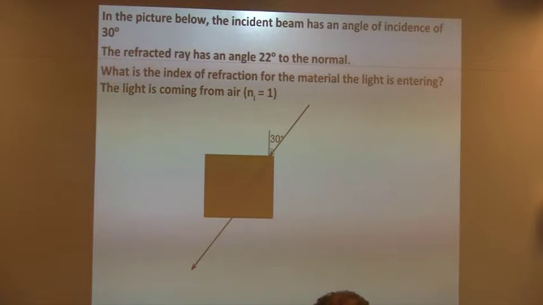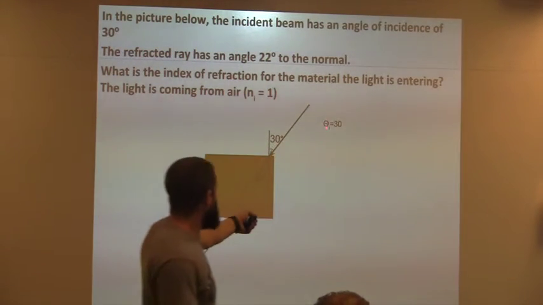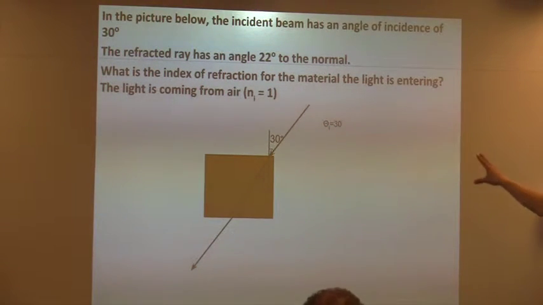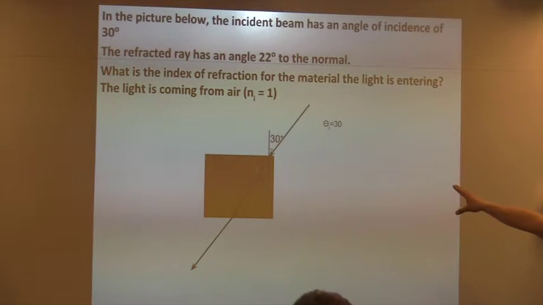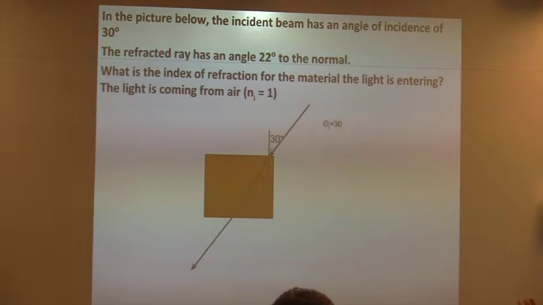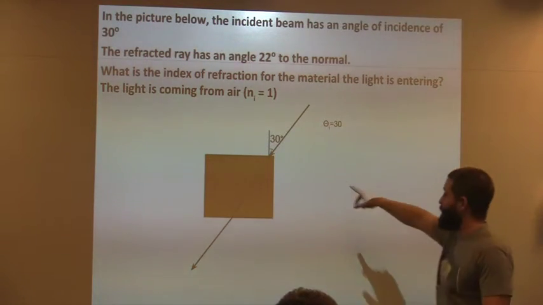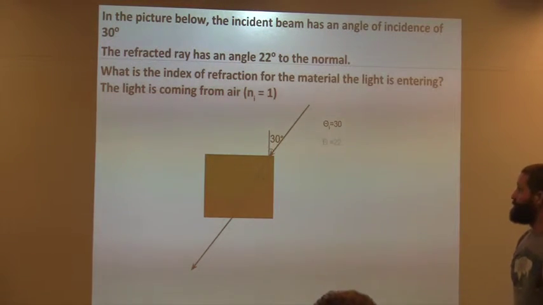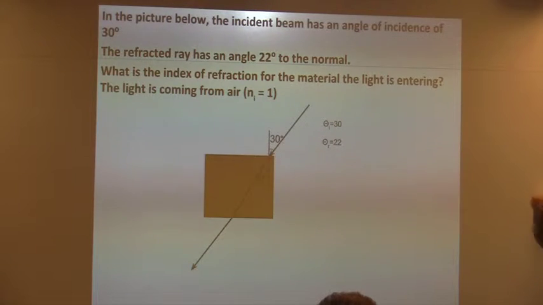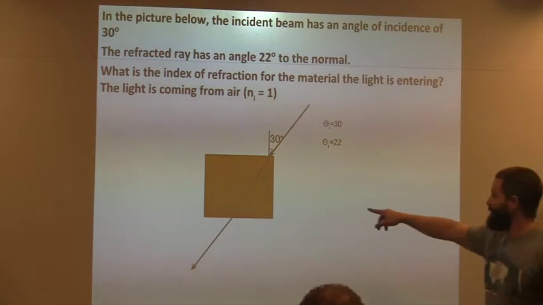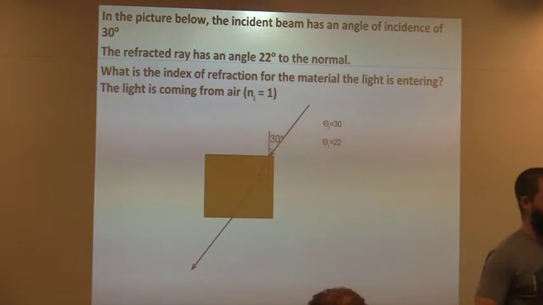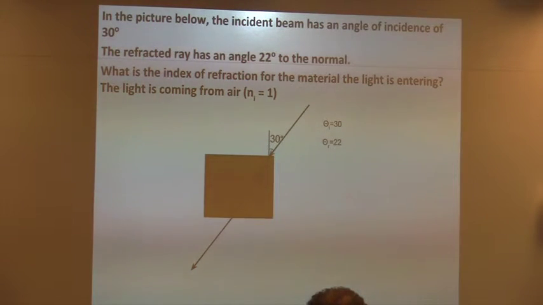So the first thing we need to do is to write down our variables. So, theta I, so this is what you want you to write down, okay? Is going to be 30 degrees. That's a given. Alright, so that's our theta, that's our incidence angle right here. Our theta of the refracted ray, our angle right here, this angle. When you see theta, you think angle. Okay? That's 22.